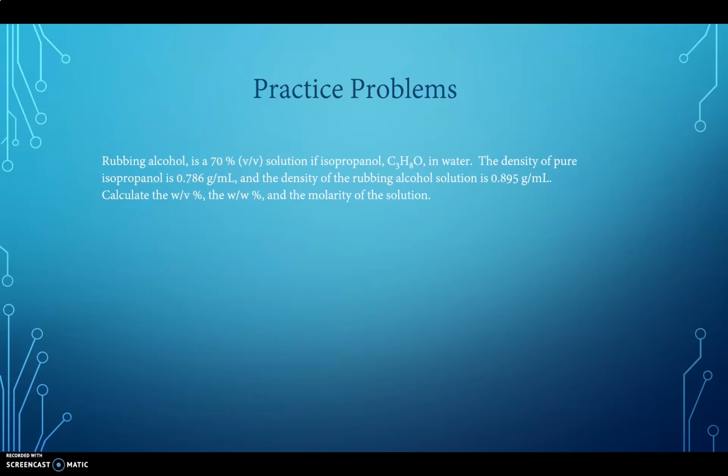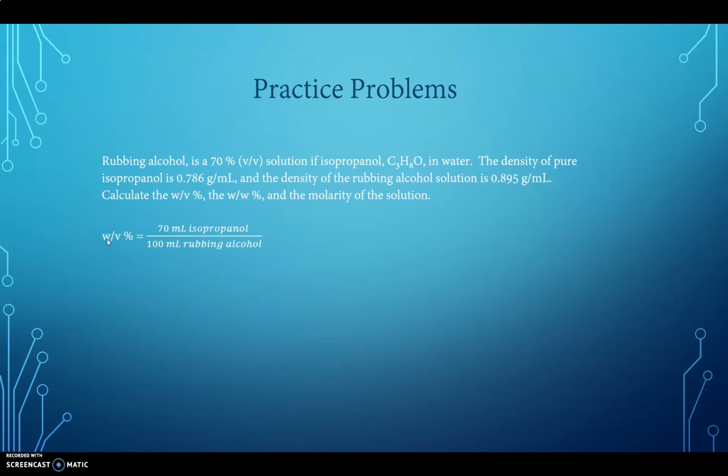Rubbing alcohol is a solution of isopropanol, or isopropyl alcohol, in water, and it's commonly sold in the grocery store or drugstores as a 70% volume solution. So given that, let's see if we can calculate the weight volume percent, the weight percent, and the molarity. And to do that, of course, we're going to need some more information. We'll need the molar mass, which we can get from the chemical formula, and we'll need both the densities of the alcohol itself and of the rubbing alcohol solution.